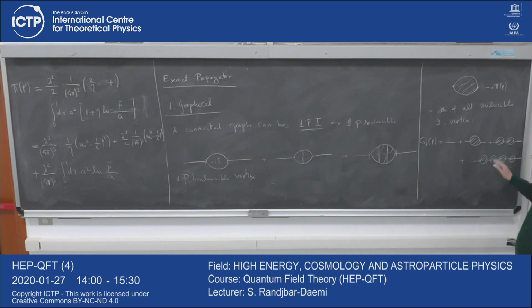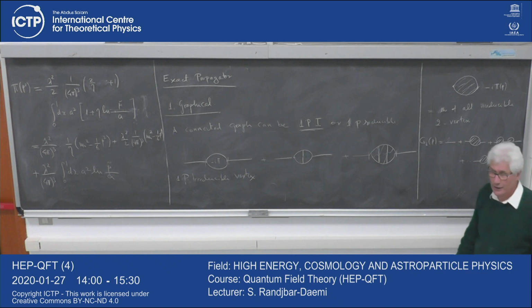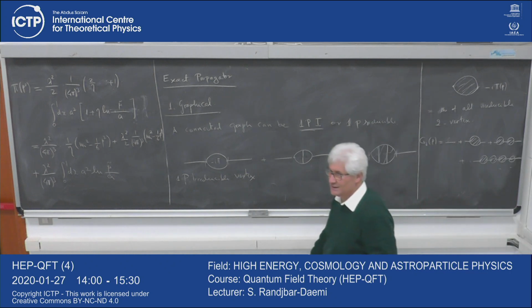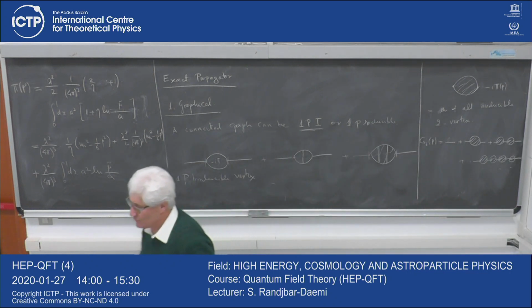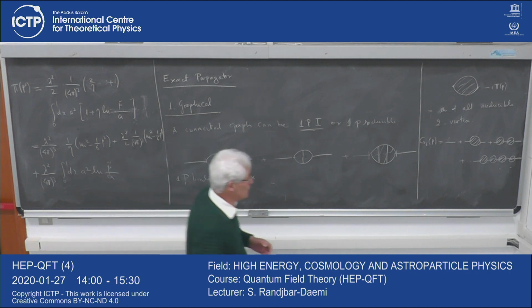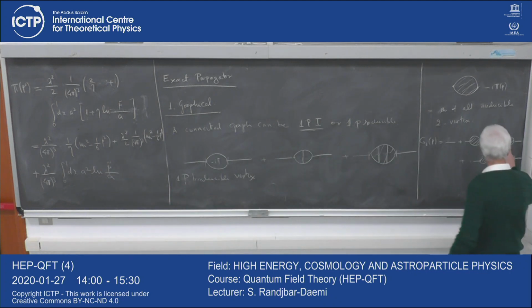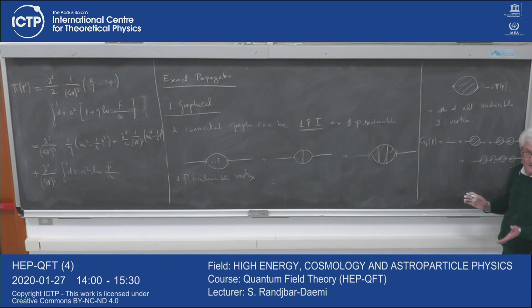So this sum will include all the connected graphs, not only one particle irreducible ones. These are one particle irreducible because you can cut from here and reduce it to 2 pieces. But eventually it includes everything.